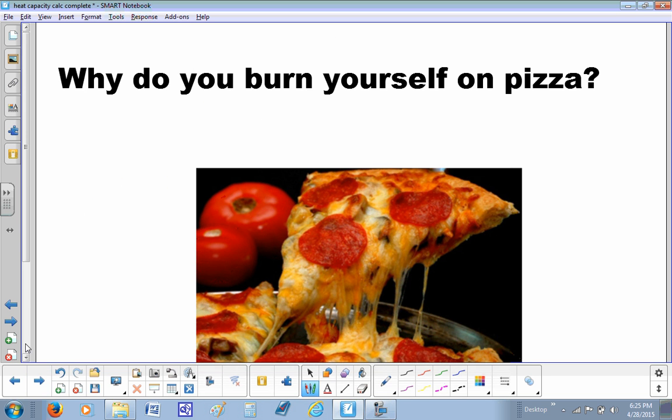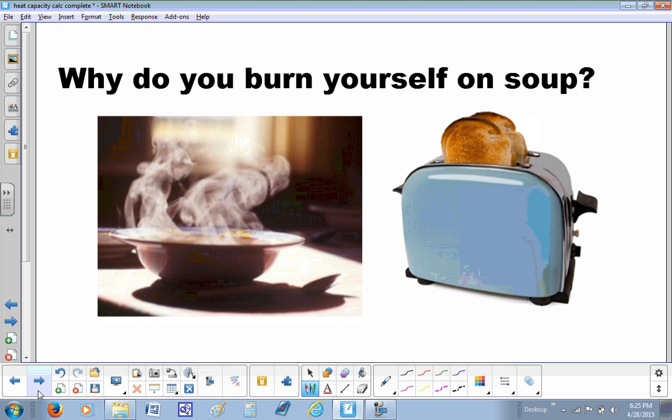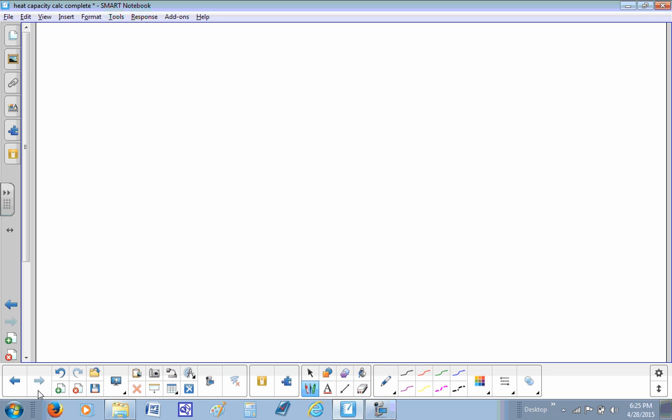Burning yourself on pizza. Well, crust, low water, sauce, high water. You figure that one out. Burn yourself on soup, but not on toast. Water, no water. Again, you get the idea. So fundamentally, make sure they can explain all of these applications of heat capacity related to the water content, really. The more water you have, the longer it takes to heat up, and the longer it takes to cool off. And that's it.